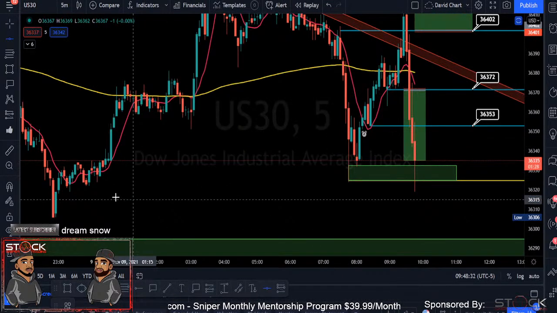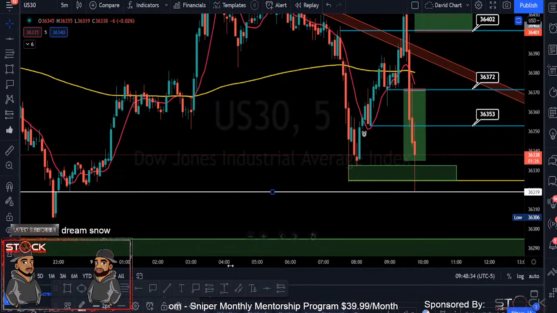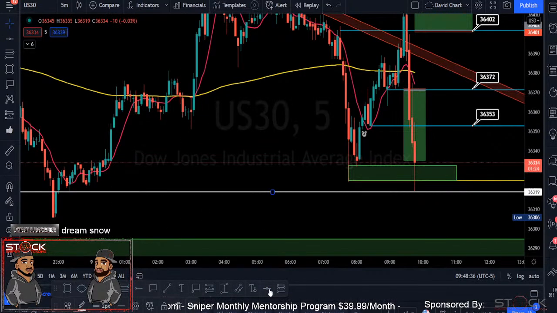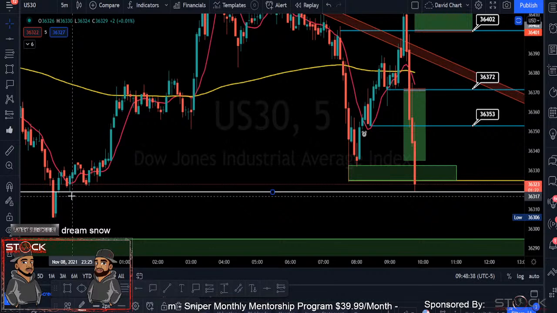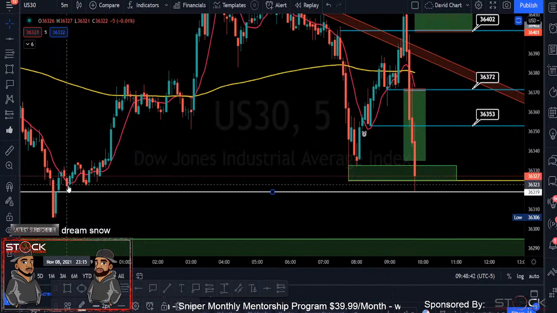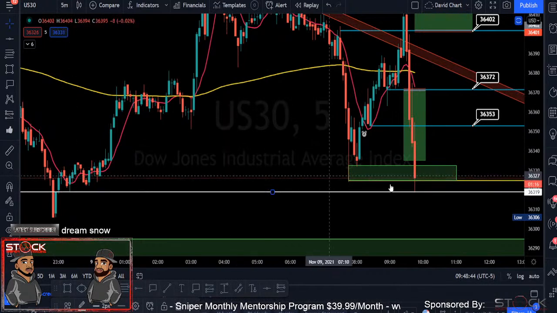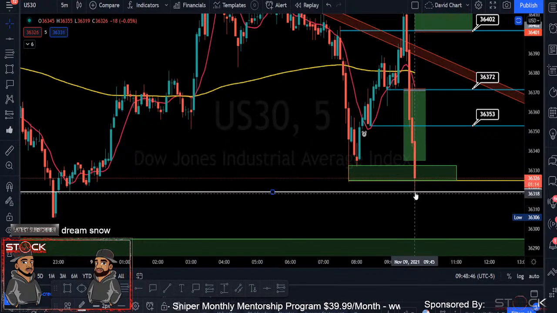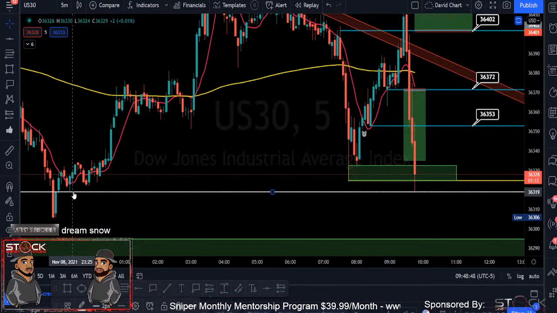I want to show you something. I'm going to use a, what is that called? Horizontal line. You can see, look at right in this area right here. Do you see how price made the bounce off this wick? It broke, held support, and started to walk up. Look at where price found some support, identical to the same structure.